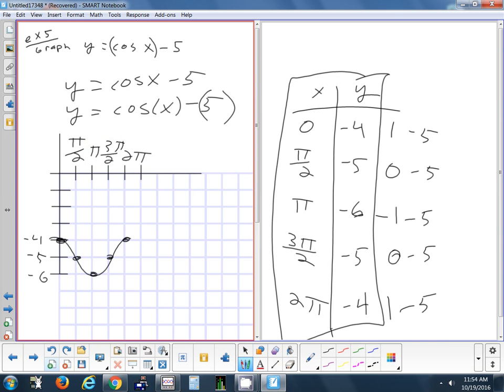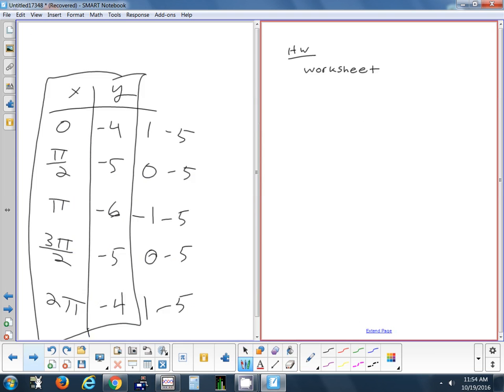Okay. Any questions on that? Okay, so now at this point I've taught you 3 out of 4 transformations. The last one we'll do tomorrow is a period change. Okay, so the homework tonight, again, just like last night, will be a worksheet.